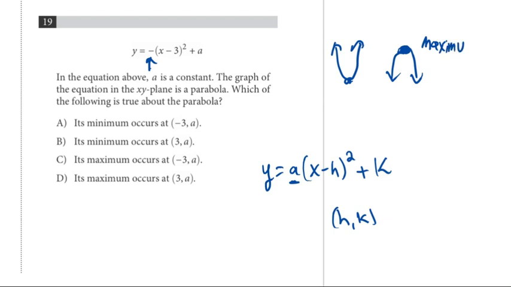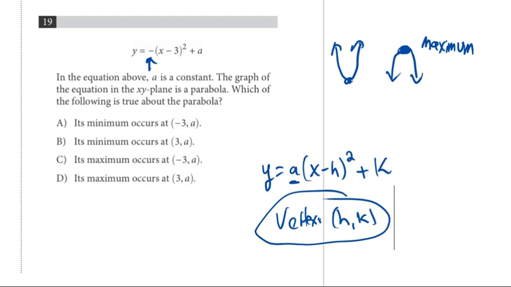And to find the vertex, it's hk. Vertex is hk. Here's the vertex down here, hk. Now to find hk, notice this is x minus h. This is x minus 3, so h equals 3.